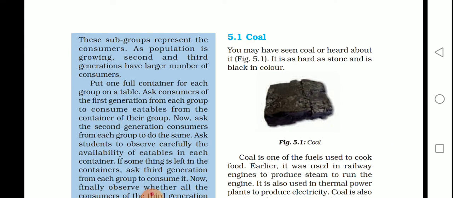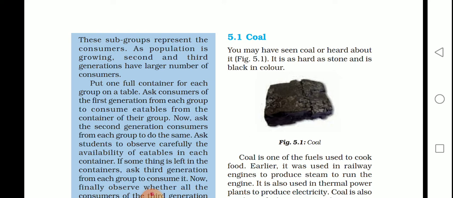You may have seen coal or heard about it. It is hard as stone and it is black in color. If you touch it, it is hard as a stone. What is the appearance of coal? It is black in color. So this coal has various purposes and uses in our day-to-day life.